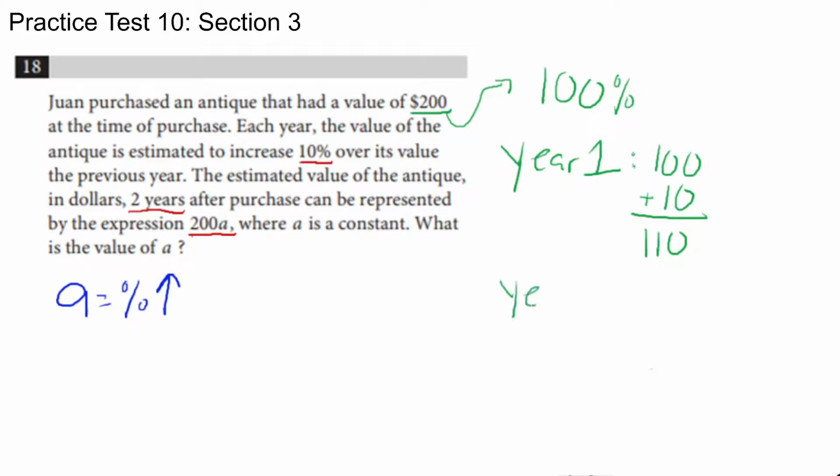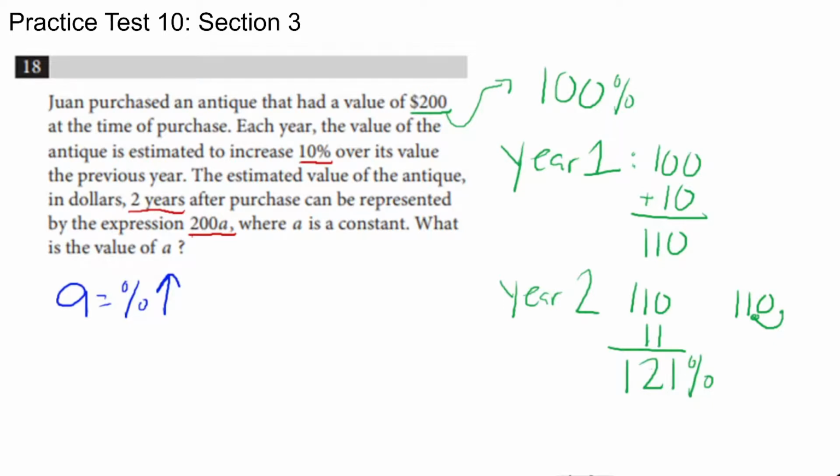For year 2, I'm going to do the same thing, only now I'm starting with 110. And if you need to find 10% of any number, you just need to move the decimal over one place. So 10% of 110 is 11. If I add that up, I'll get 121%. So at the end of 2 years, my antique is 121% of what it was originally worth.